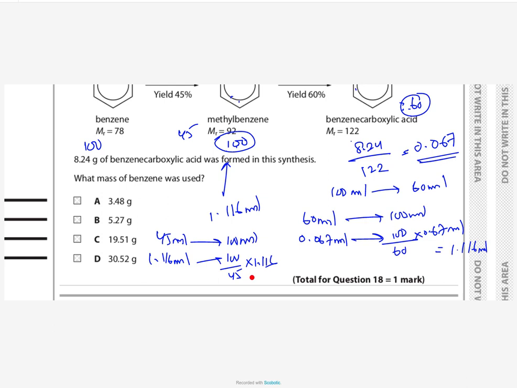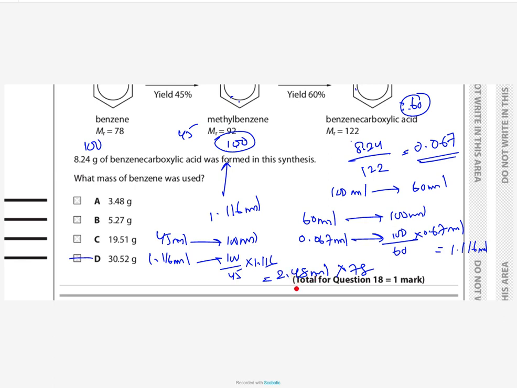Divided by 45, you get 2.48 moles of benzene. Moles of benzene. How to find the mass? You multiply by 78. 193.55. We don't have this answer. We had made a mistake somewhere. I think we made a mistake in the calculation somewhere.